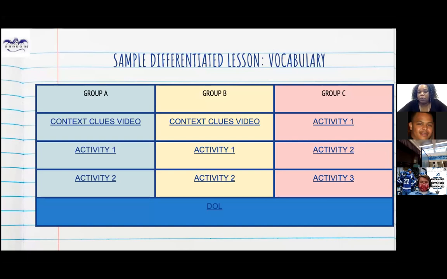So when we talk about differentiation of a lesson, what I did was create some sort of a choice board, okay? Now you'll be able to have access to the choice board once it's uploaded into the Google Classroom. Each of the students are on the same skill, vocabulary, all right? It's context clues. What is different are the activities for each student. What did not change is the DOL.